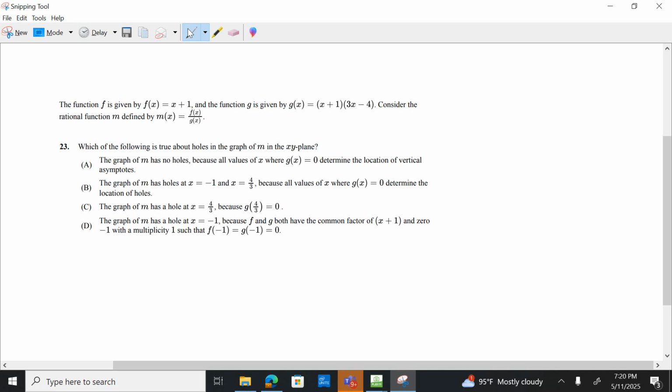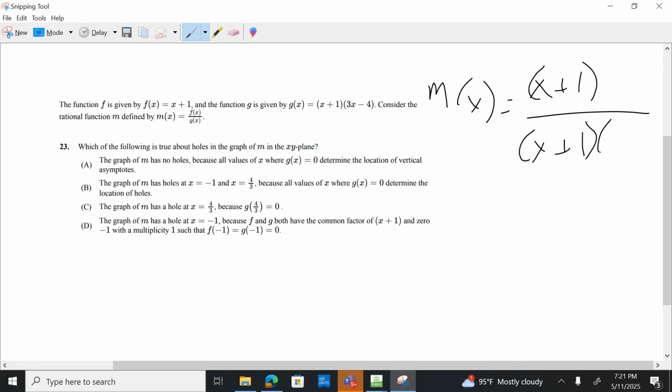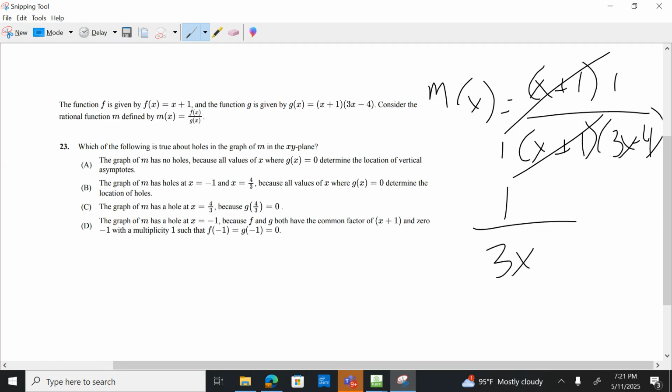All right, we have a rational function, and it's already in factored form, which is really nice. So we have m of x equals, and this gives us a great opportunity just to review a few things here about our rational functions. Okay, I can see we have a factor on top that is the same as a factor on the bottom. A lot of students use the word "cancel out." Really, remember they reduce down to 1. So now I have 1 over 3x minus 4.